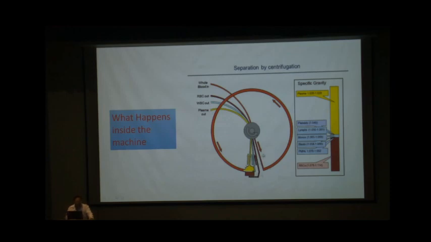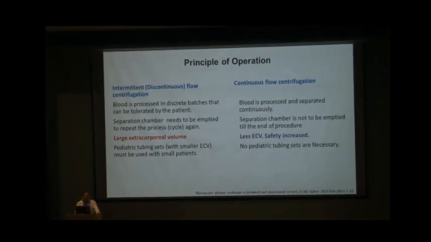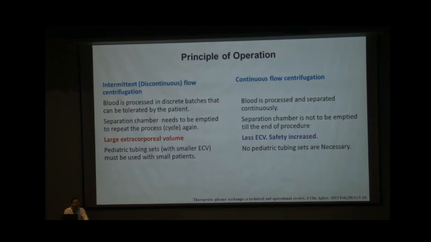So all the blood components after this get separated, and we can remove the component which we want to remove. The principle of operation can be continuous flow centrifugation or intermittent flow centrifugation. Generally we do continuous flow centrifugation, where the extracorporeal volume is quite less and the safety of the patient increases, because the patient is connected with the machine and there is a continuous flow maintained.